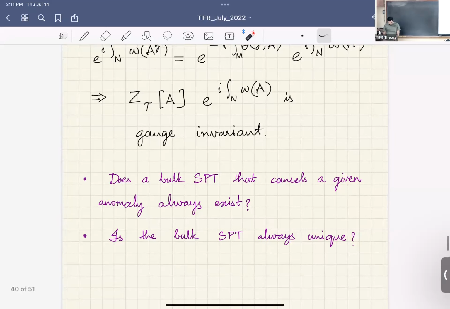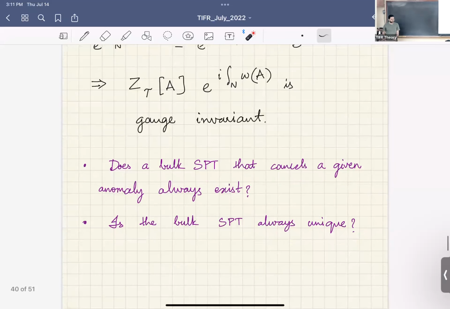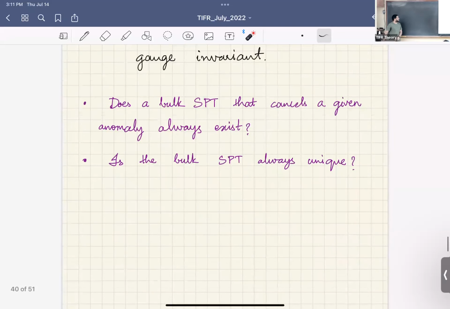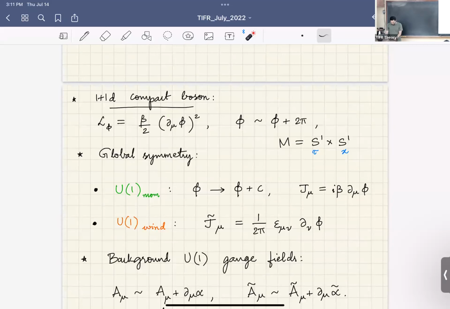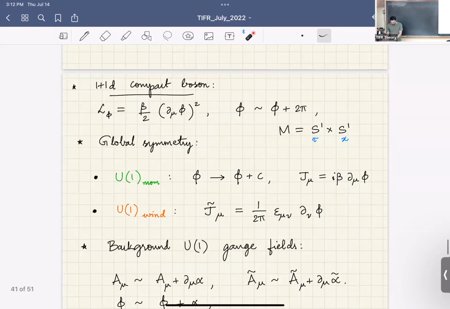Let me first give a simple example of this mechanism in the case of the 1+1 dimensional compact boson. We have already seen the Lagrangian, this one here, and I'm assuming that my spacetime manifold is a torus, just for simplicity. It has a U(1) momentum symmetry and a U(1) winding symmetry. The momentum symmetry acts by shifts of phi, and the winding symmetry doesn't have a local action, but we can write down the currents. Those are given by this.